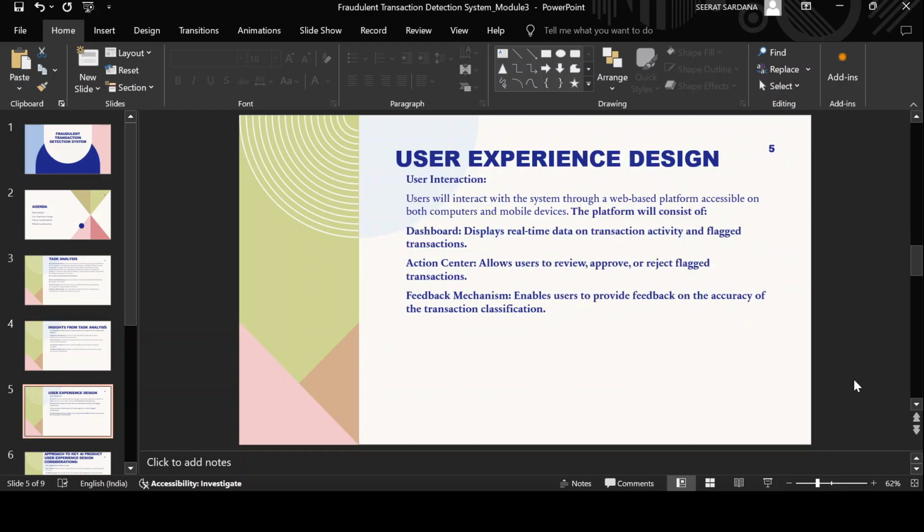Jumping on to the next one, user experience design. From a user interaction perspective, we are thinking of it as a web-based system where the user would be able to interact with the system either from their computer devices or from handheld devices. So the platform will consist of the following key features. It is going to have a dashboard, action center, and a feedback mechanism.